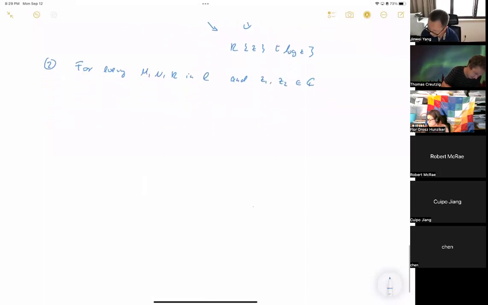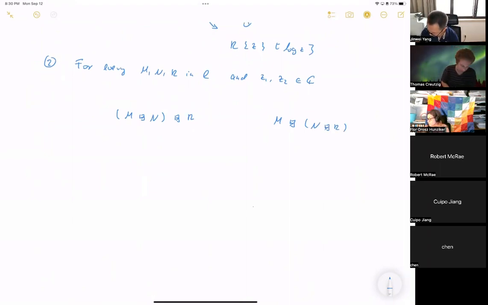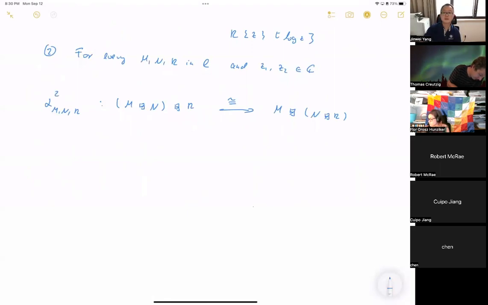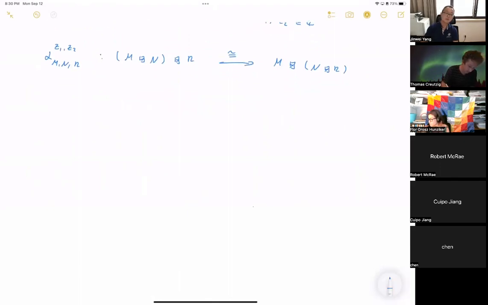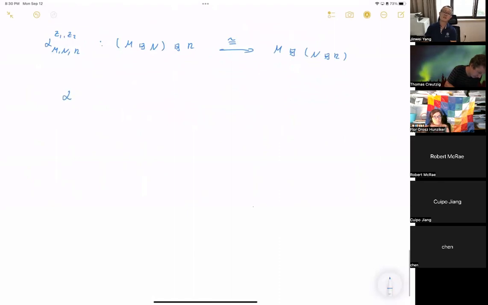So what is associativity? We take the tensor product of three modules, and we want to compare just the order in which we take the product, right? We can take first M with N, and then the answer with R, or M with the product of N and R. And associativity says that taking these two products should be isomorphic. And for the VOAs, this family of isomorphisms is called the associator. And you want to have a whole family of associators depending on the insertion points.